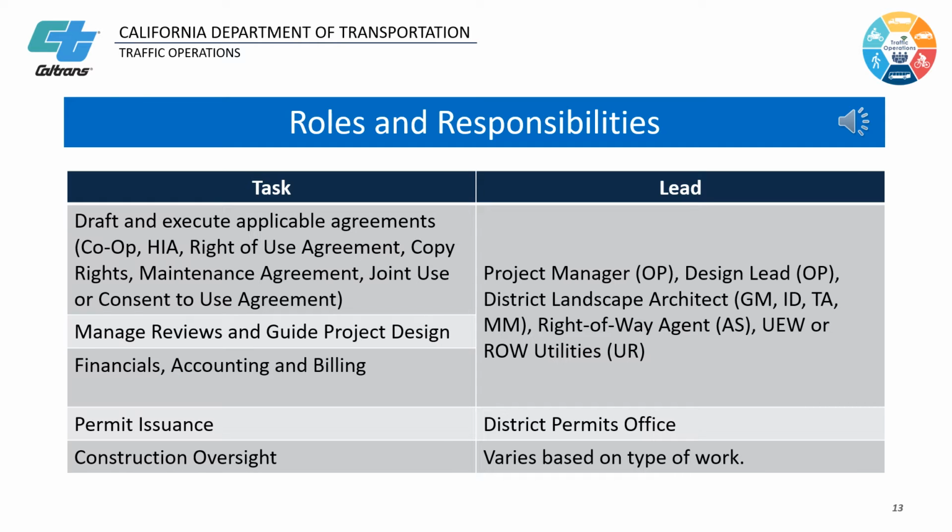The tasks of drafting and executing applicable agreements, managing reviews, and guiding project designs, financials, accounting, and billing are the responsibilities of functional unit staff such as project manager, design lead, district landscape architect, right-of-way agent, utility engineering work group or right-of-way offices. The applicable agreements include but are not limited to co-op, HIA, right of use agreement, copyrights, maintenance agreement, joint use, or consent to use agreement. The task of permit issuance is the responsibility of the district permits office.